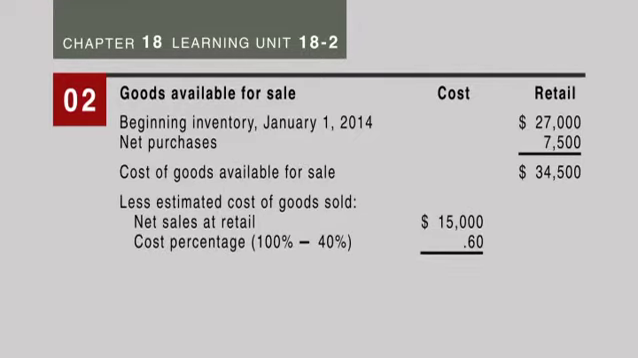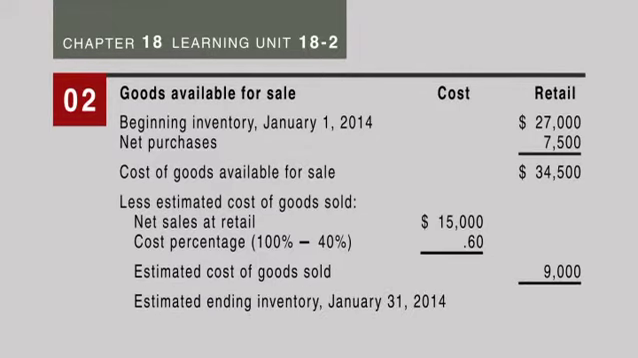We then need to figure out the sales at retail of $15,000 times the cost percent, which is going to be 100% minus the 40%, which is 60%, leaving us with 0.60 as a decimal. $15,000 times 0.6 leaves us with $9,000, which is our estimated cost of goods sold. We take our $34,500, subtract out the $9,000, and we have estimated ending inventory of $25,500.